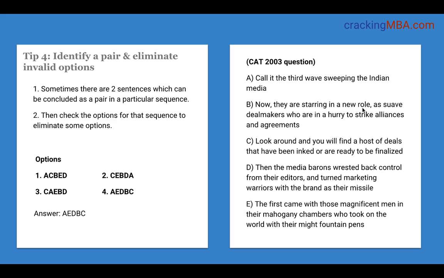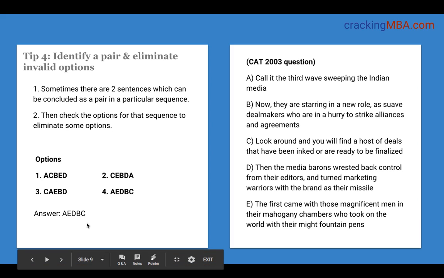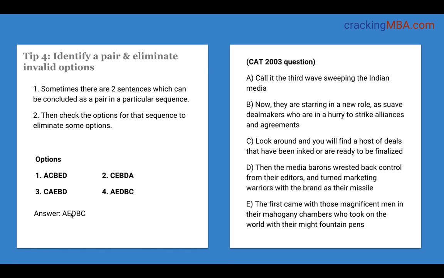Now they are starting in a new role, so they are referring now to the media barons. So EDB is a grouping, and if we see the options, we can clearly say that option 4 is the correct answer, AEDBC. So this way, if you are very confident about a pair, just look at the options, eliminate the invalid options, and arrive at the answer.